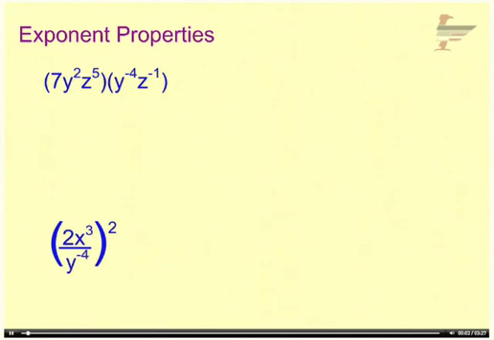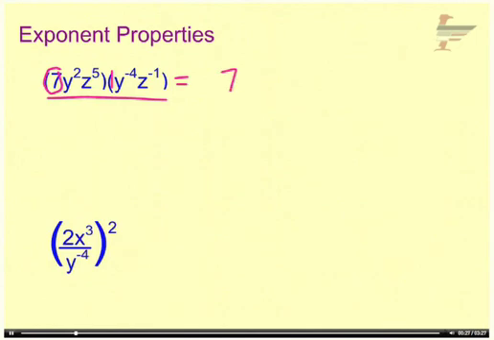Just a couple examples that will use a lot of the exponent properties. This first one, we're going to multiply these two together. A good way to start is look for your numbers. Multiply the numbers first. We have a 7 times whatever number, which technically would be a 1 right there. And we get 7 times 1, we have a 7.